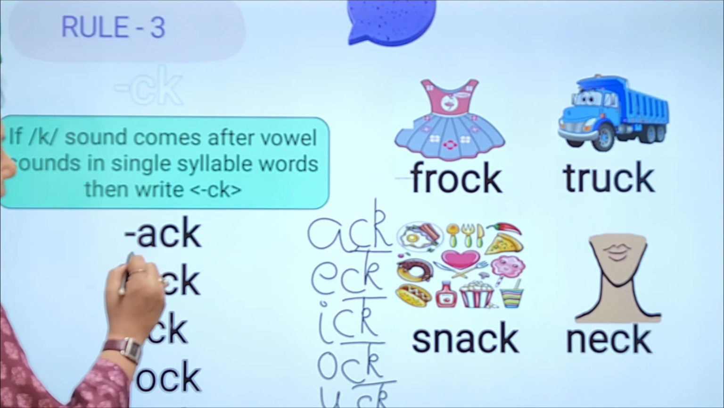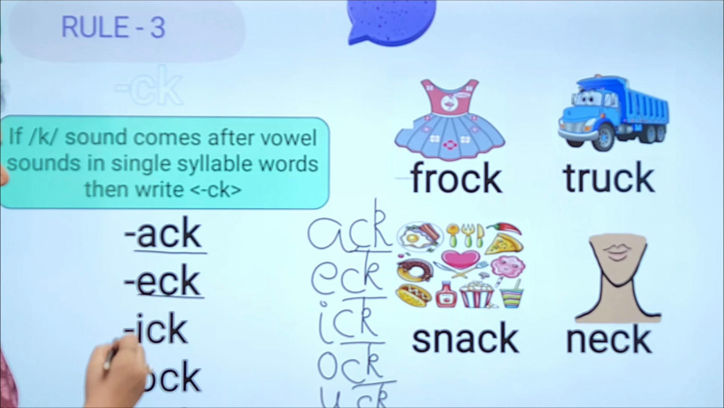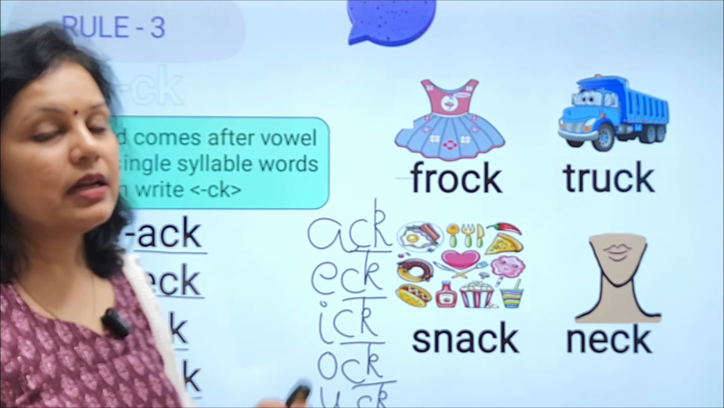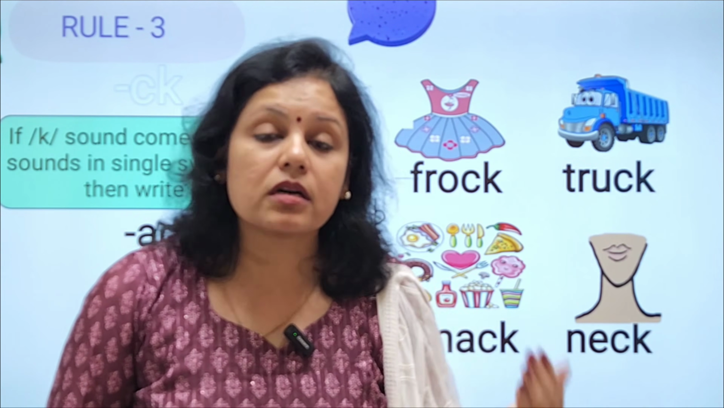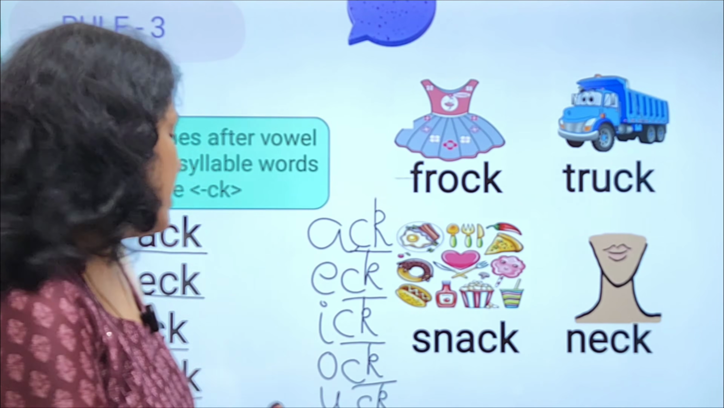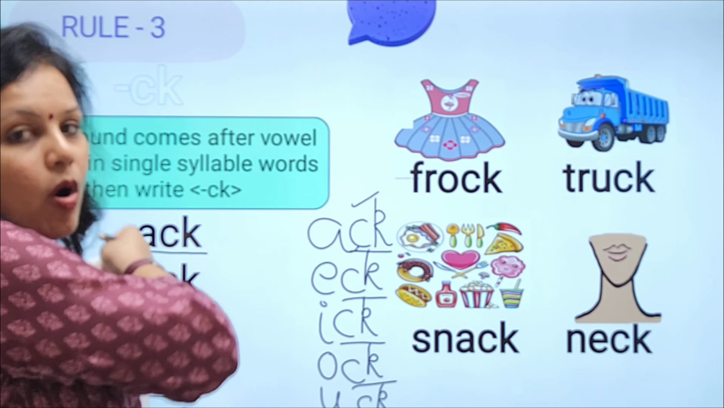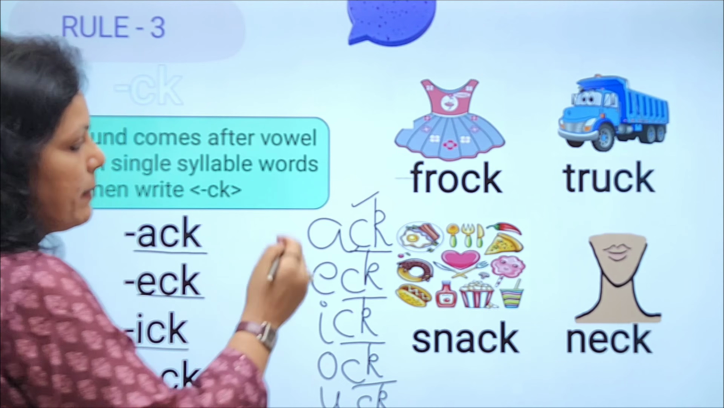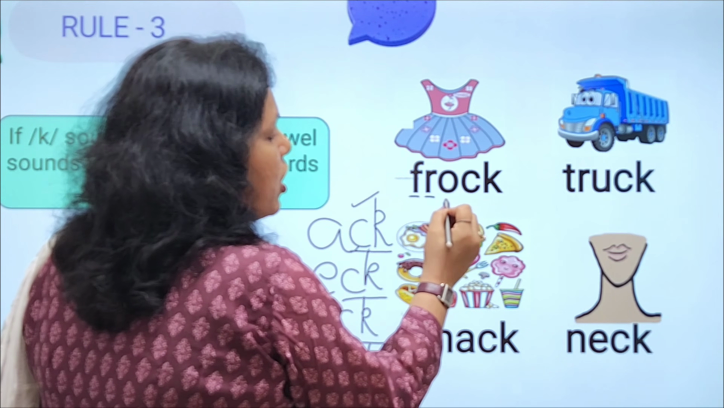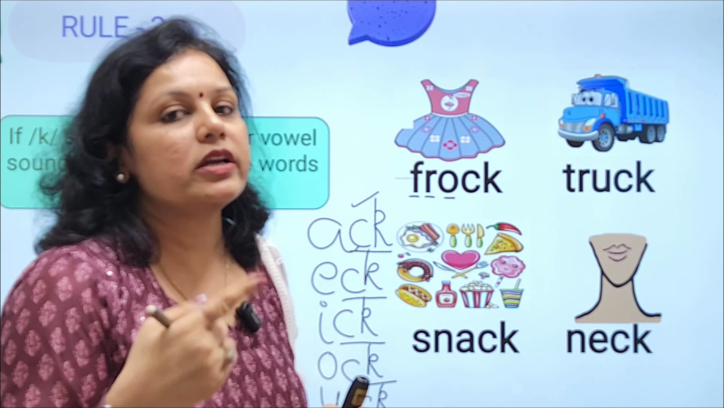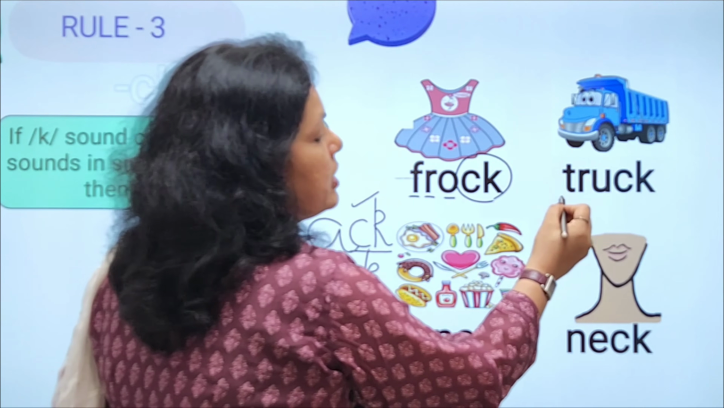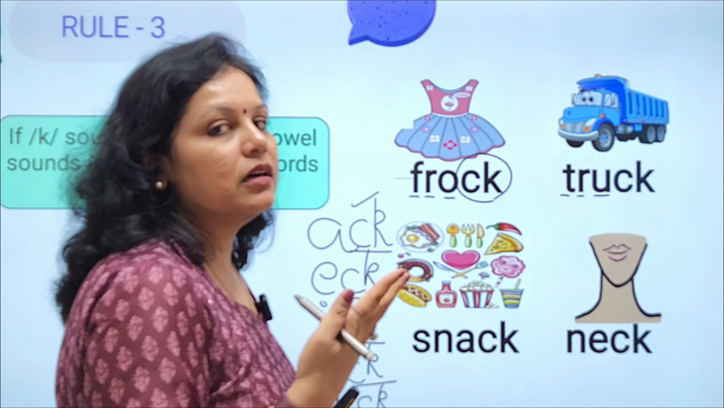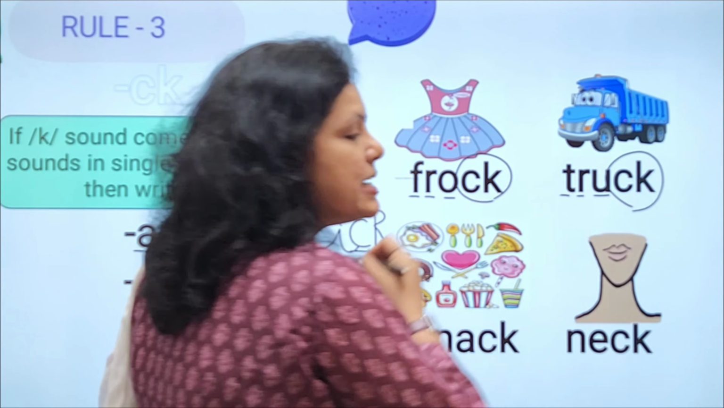Now see here, A-K, E-K, O-K, U-K. That means whenever a short vowel sound is followed by the K sound, then always it will have the CK combination. So let us see a few examples here. So this is O. Now what is O? O is a short sound. So a short sound will always be followed by CK. Similarly, O. What is O? It is a short sound. It will be followed by CK.